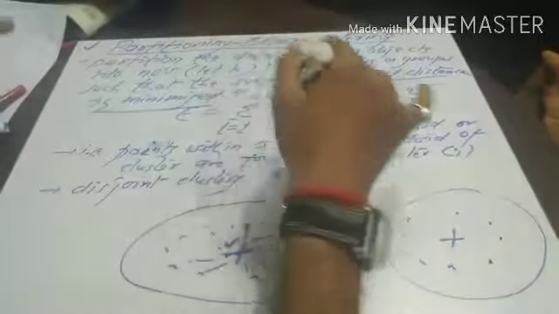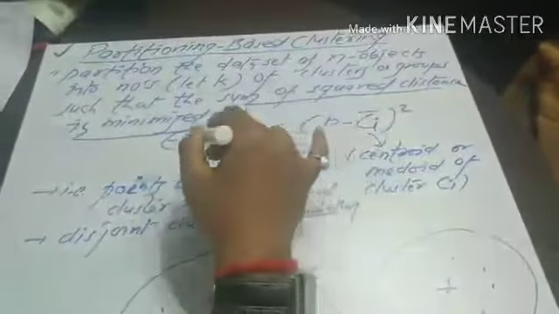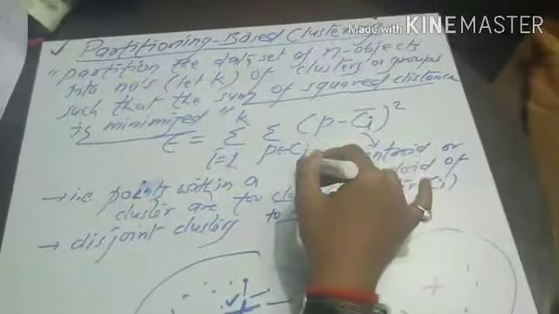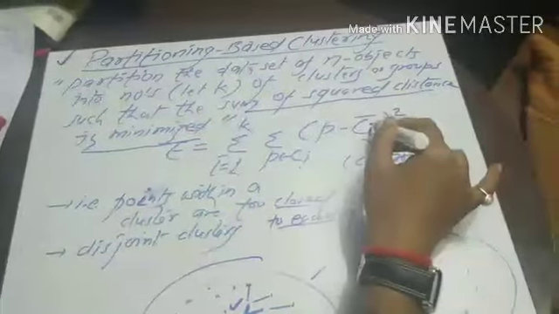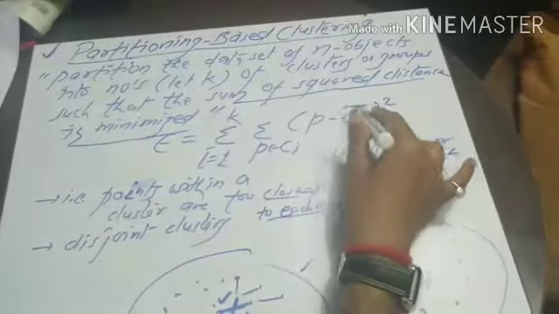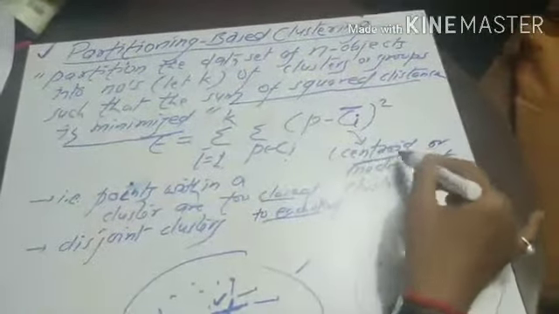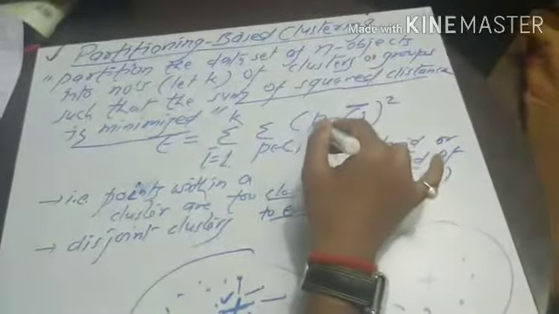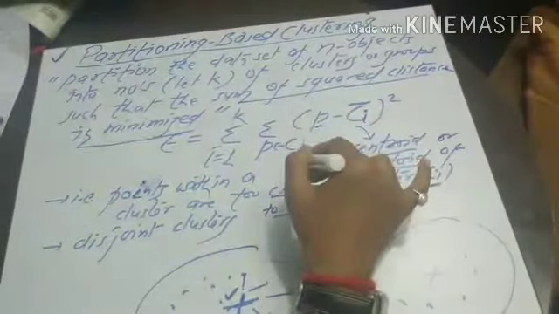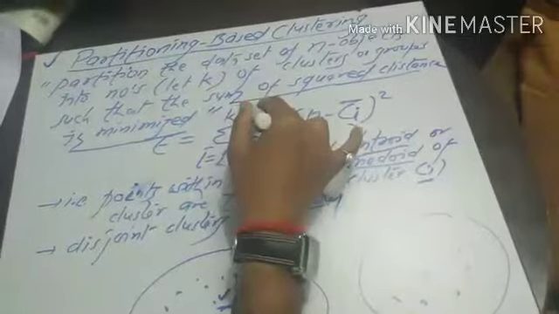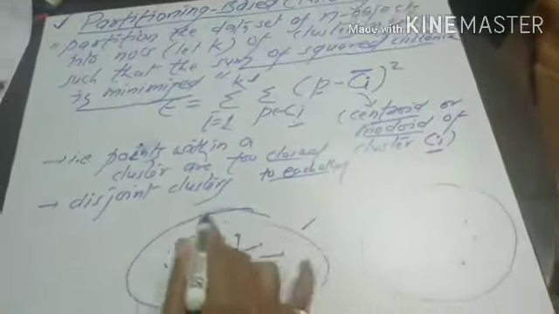Now the formula for finding the squared distance is E equals summation i equals 1 to k, summation p belongs to Ci, p minus Ci bar whole square, where Ci bar is called the centroid or medoid of the cluster Ci. What is p? p is an object in the cluster Ci. And k means the number of clusters. So I explain what p is.